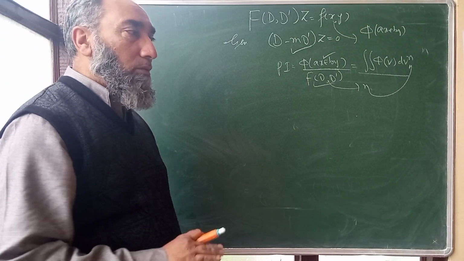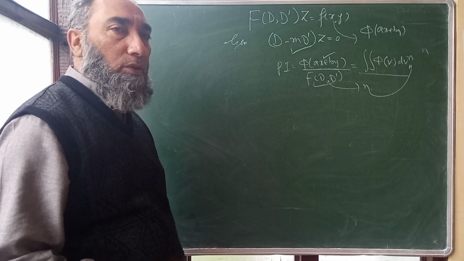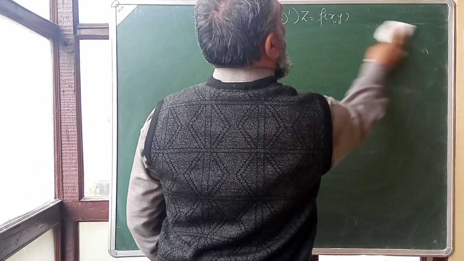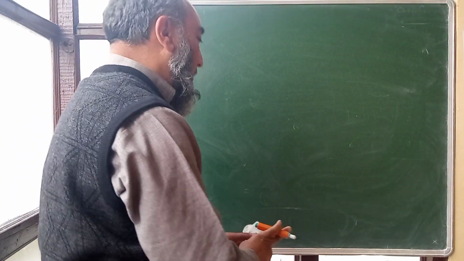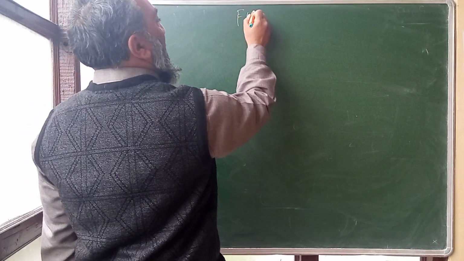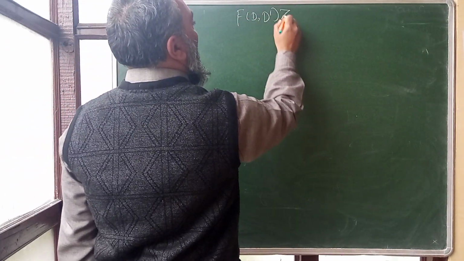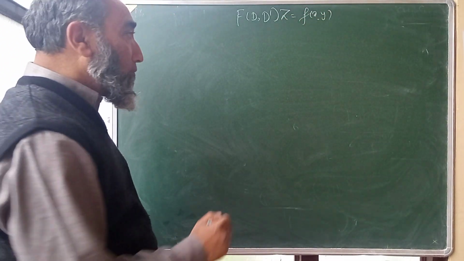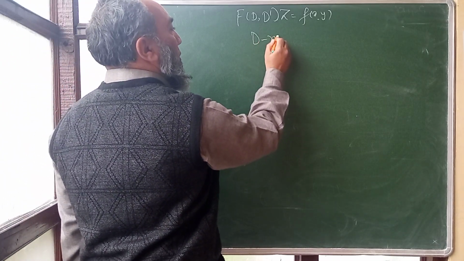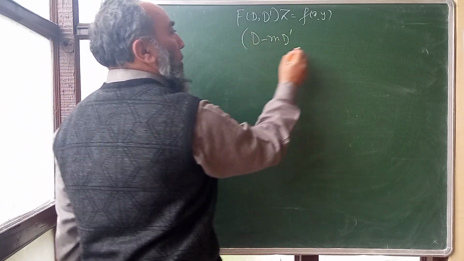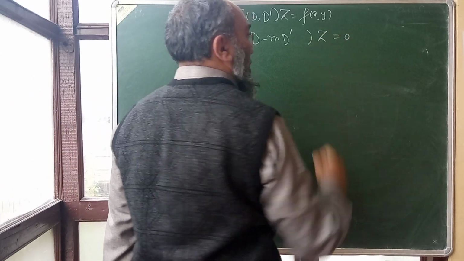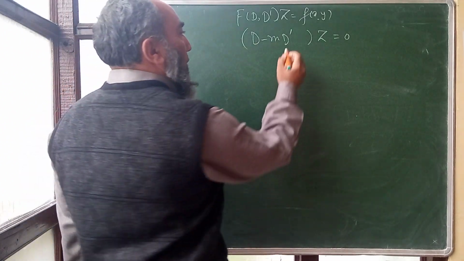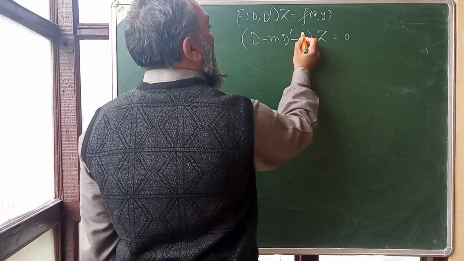Now today I will be teaching you non-homogeneous partial differential equations. Now I have again f(D, D') operating on z equals some function of x, y. Now see, if you have a homogeneous part (D minus mD') operating on z equals 0, you know what the solution is. This is a function of y plus mx, right? Now you have another part, say this is m and this is, say, b.